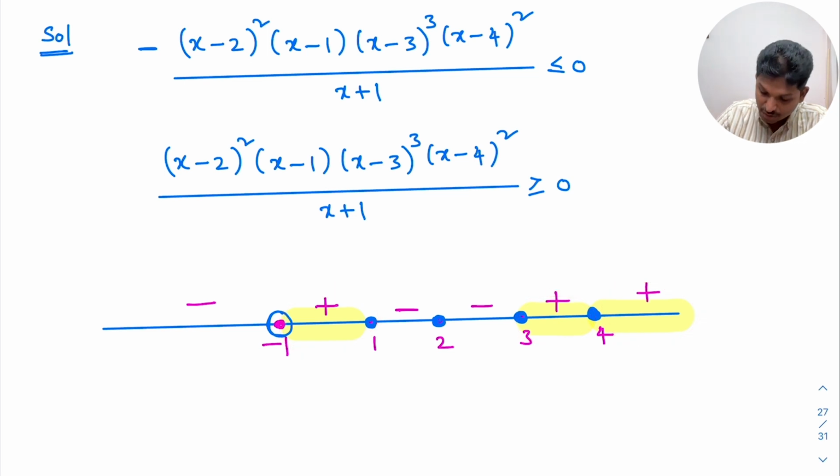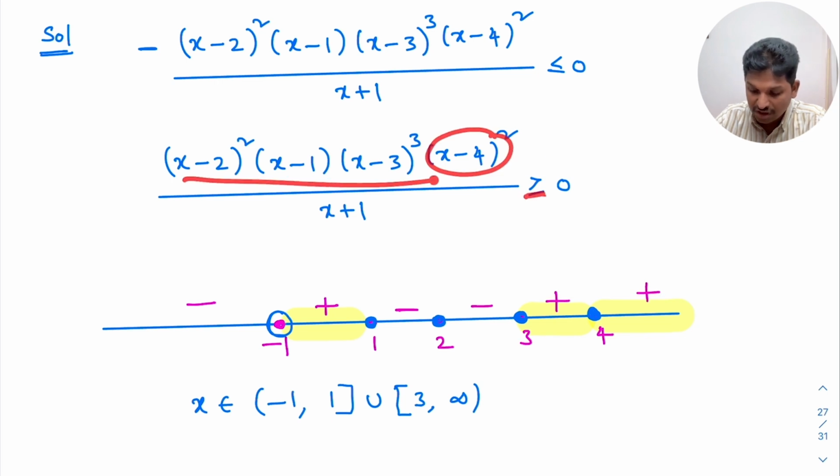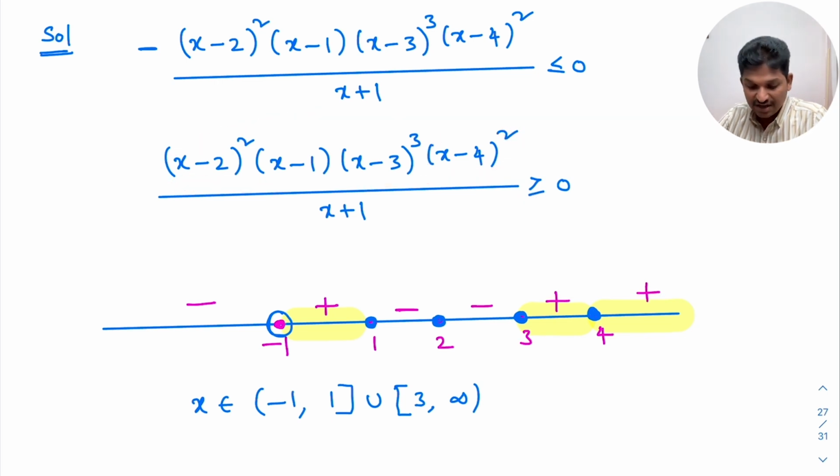Okay, I'll write this solution. X belongs to open interval minus 1 to closed 1, because 1 is a part of this solution, because here equality is there, union closed interval 3 to infinity. Here you see this whole thing came including 4. If you put x equal to 4 here, this whole thing will become 0. I hope you are understanding.